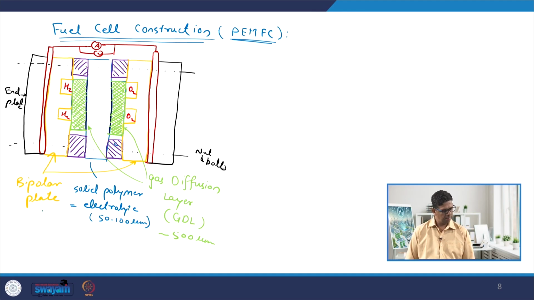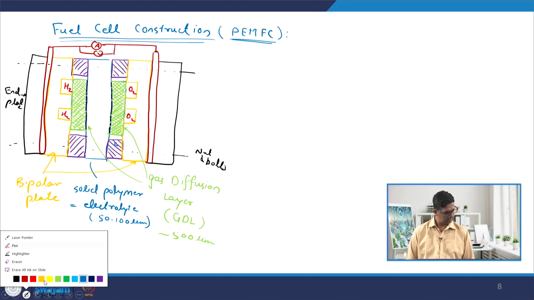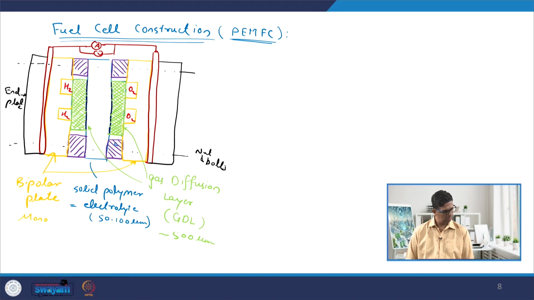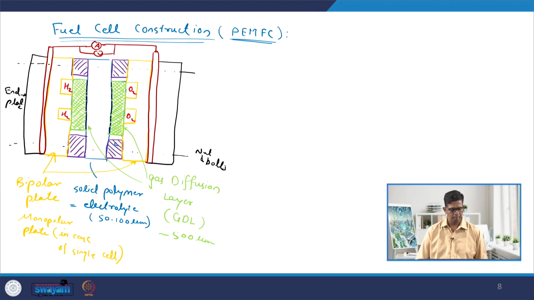And bipolar plate, when we have a single cell, we do not call this a bipolar plate, it is a monopolar plate. Let me write this up. So, it is a monopolar plate in case of single cell, and this is how we can expect the cell to imagine. And then this entire cell, as I mentioned earlier, we have the nuts and bolts across all the corners of the cell, so that the entire assembly can be held very firmly.